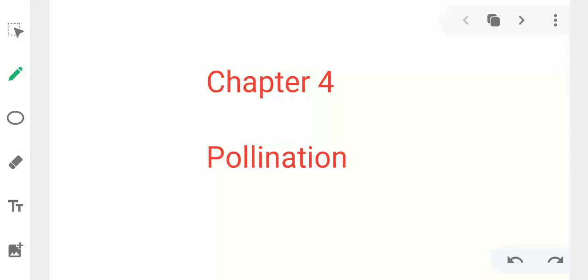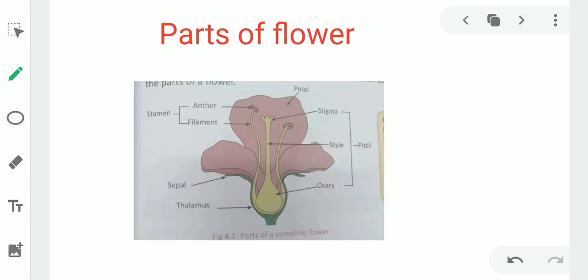Dear students, today we are going to start chapter 4, Pollination. Pollination is the process of transfer of pollen grains from one flower to another. So to understand pollination, we need to understand the parts of a flower.